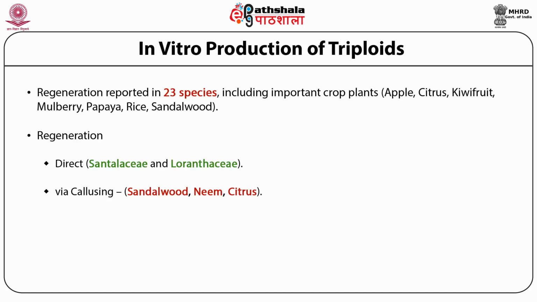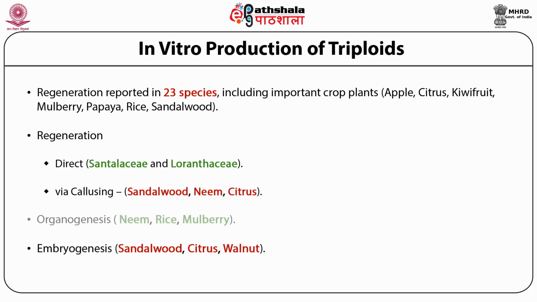And even from callus, when you put it on another suitable medium, regeneration is either by organogenesis or by embryogenesis. Embryogenesis has been reported in sandalwood, citrus, and walnut. And organogenic differentiation from the callus of endosperm occurs in neem, rice, and mulberry.